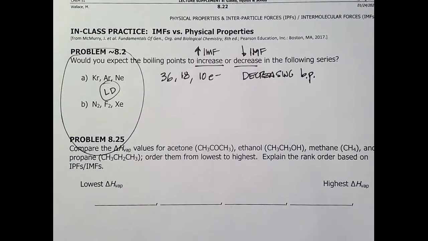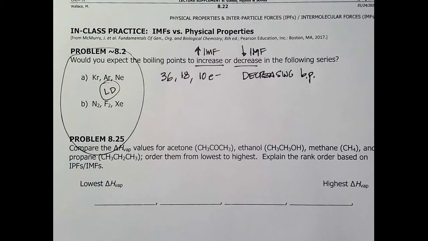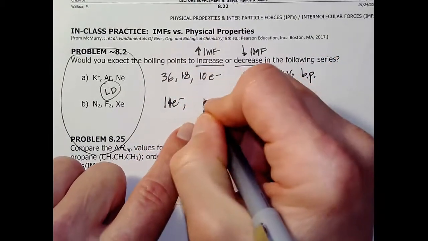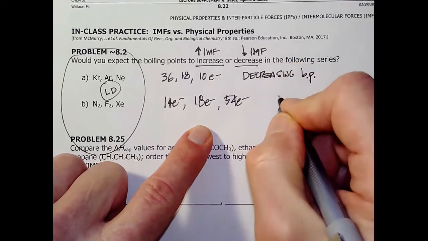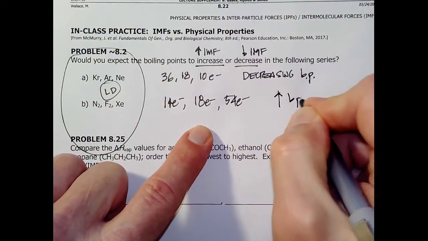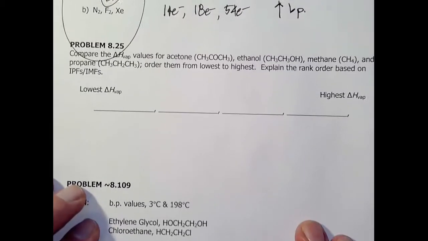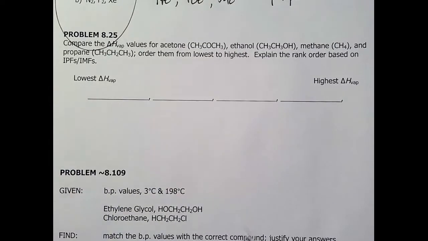Try this one. Stop the video, do this one. These are pretty easy. Stop the video, do that one, decide if it's increasing or decreasing. All right, you sorted that out. What have you got? Like 14 electrons, 18 electrons, 54 electrons. So that's increasing boiling point for that set. Here's an awesome example. I love this one. I have 3 molecules that are pretty similar, mostly hydrogen and carbon.